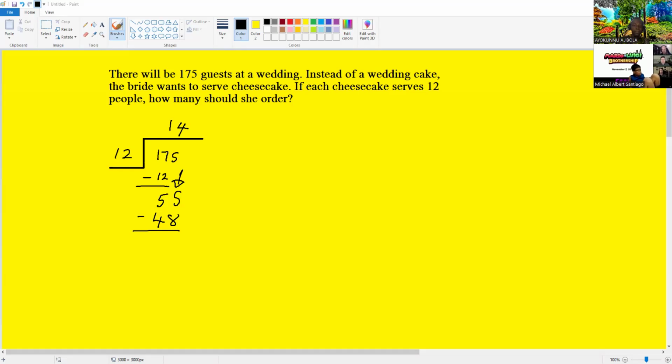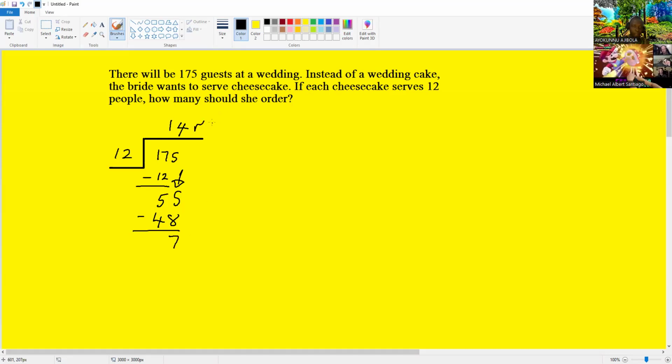Yes, Miggy? 55 minus 48. Try 55 minus 48. The answer is 7. That's correct. So that means we're going to have a remainder, yes or no? Yes. So our remainder is 7. So our quotient is 14.